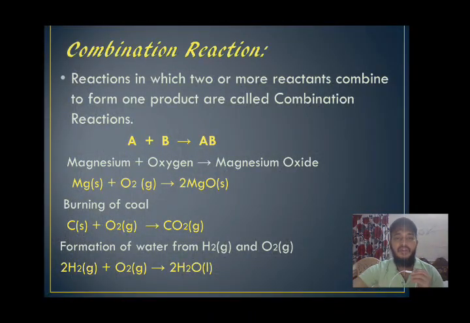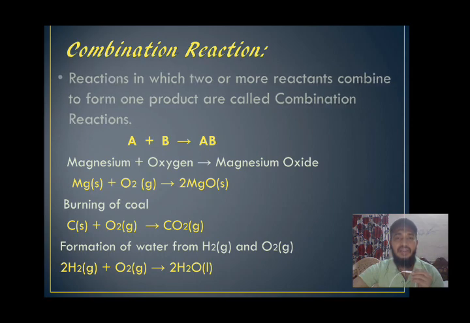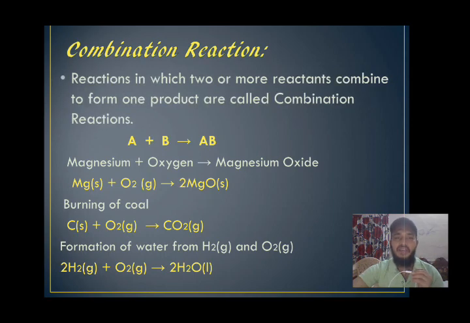So the first one is combination reactions. Reactions in which two or more reactants combine to form one product are called combination reactions. For example, in this reaction you can see A and B. These are two simple molecules. They combine with each other and form a big molecule or a complex molecule of AB. So here A combined with B, that's why this reaction is considered a combination reaction. Another name for combination reaction is addition reaction.